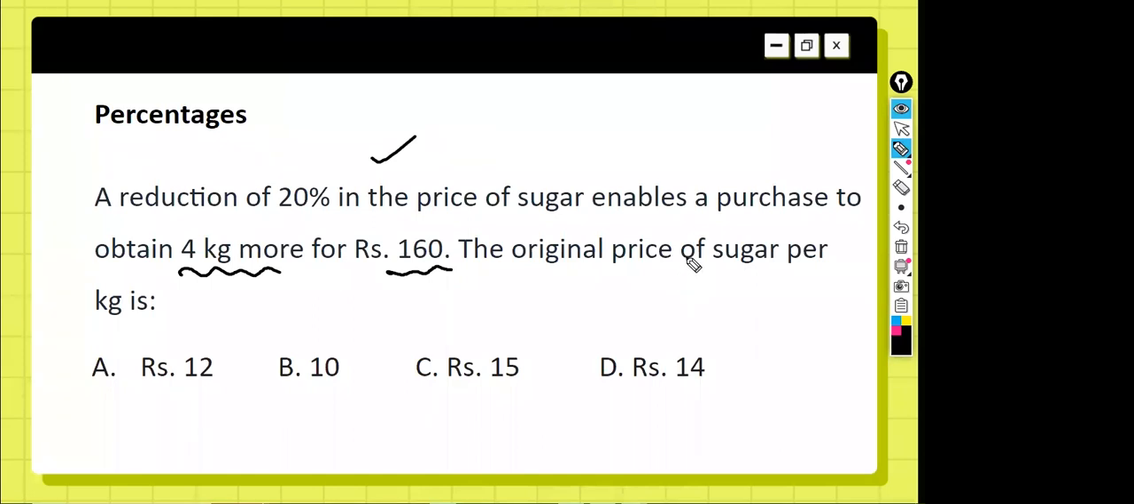If you can find the answer, can you please type it in the chat box? Any one of the four could be the answer. Okay, good try Karthikeyan. I'll just give 30 seconds time.